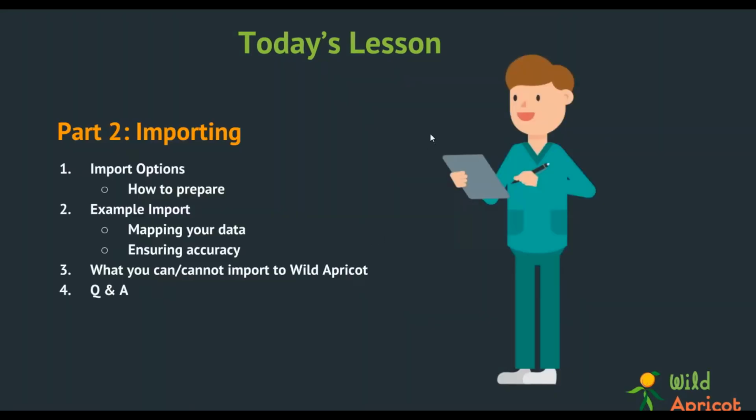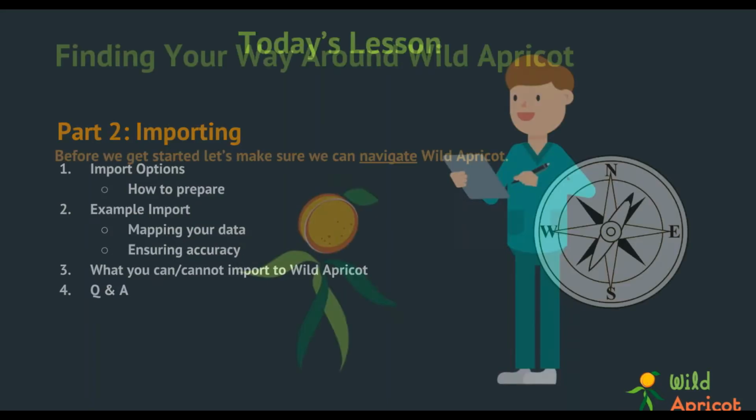And then part 2, we're going to look at the import wizard itself, how you can go about preparing information to bring into Wild Apricot, how you map it properly, how you ensure accuracy. And then I'm also going to touch a little bit on what you can and cannot import into Wild Apricot, just so everybody is on the same page. And of course, there'll be a bit of a Q&A for that as well.